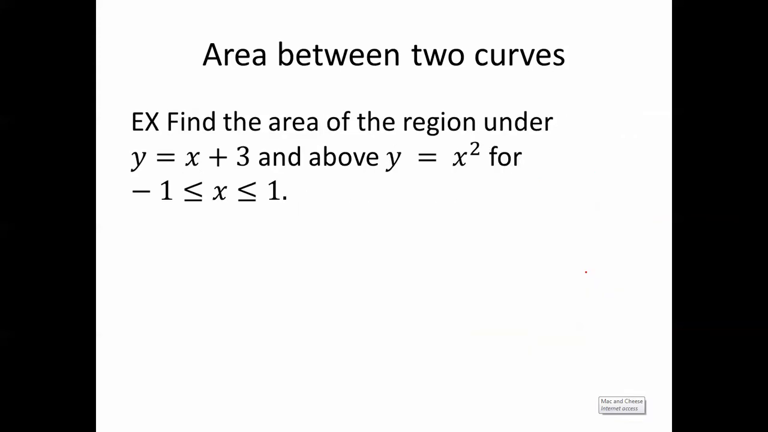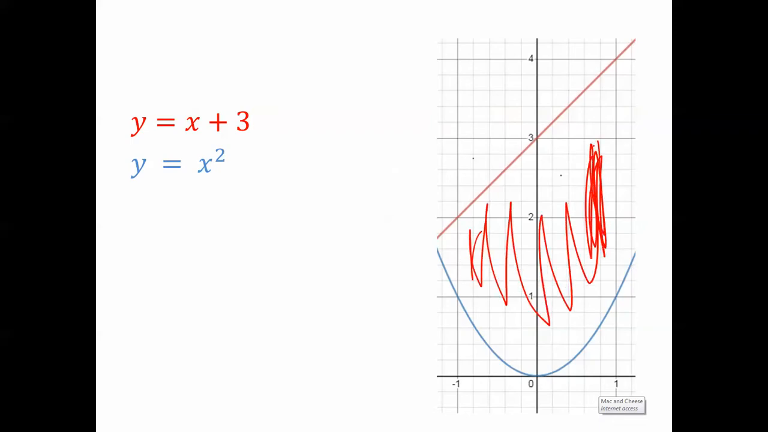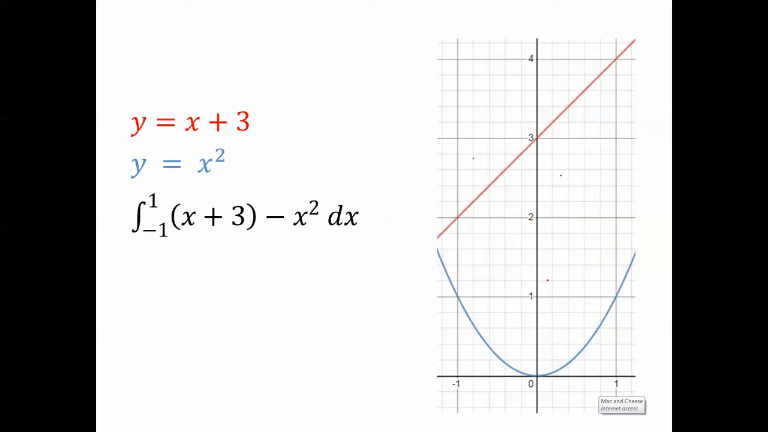For example, let's find the area of the region under y equals x plus 3 and above y equals x squared for -1 less than or equal to x less than or equal to 1. Here's what the region looks like. So we want to find the area of this region for x between -1 and 1. So like this and like this, and we want to find the area of all of that region. Okay, that's going to be the integral from -1 to 1 of x plus 3 minus x squared dx.